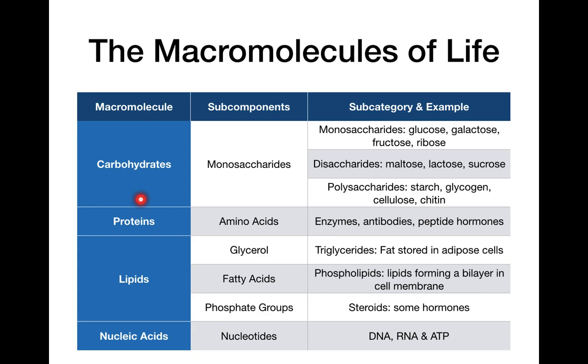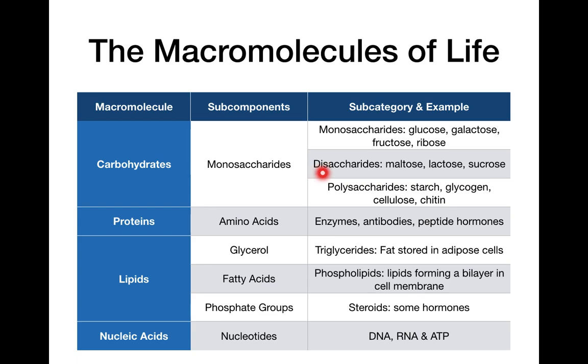So here are our four macromolecules: carbohydrates, proteins, lipids, and nucleic acids. And then we can break that down. For carbohydrates, the smallest component is a monosaccharide, and then we can look at examples of that. Monosaccharide examples would be glucose, galactose, ribose, fructose. They're all types of monosaccharides.